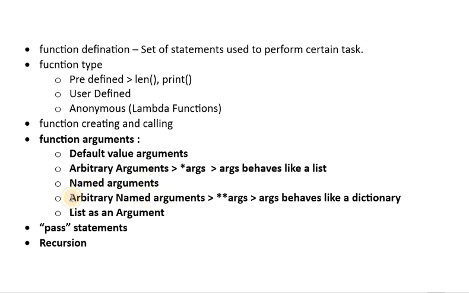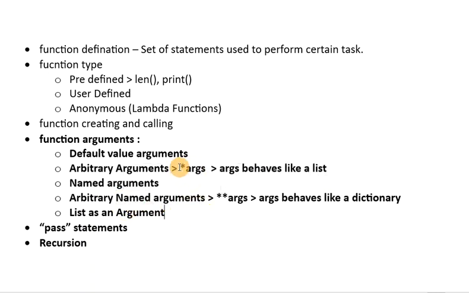Another way of passing arguments is arbitrary named arguments. So what is this arbitrary named argument? Guys, a few seconds back we just saw arbitrary arguments. Arbitrary arguments are used when we are not sure how many arguments we are going to pass. The same thing is happening here as well, but the thing is, here they are named.